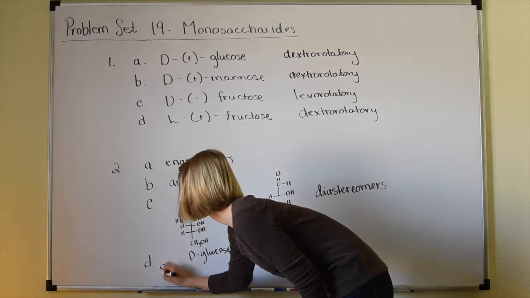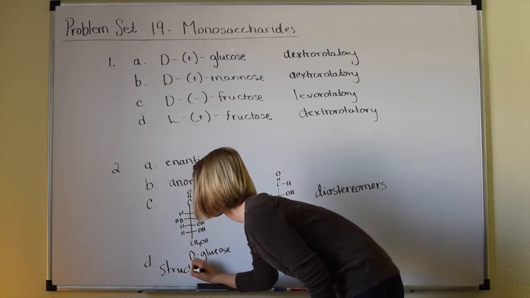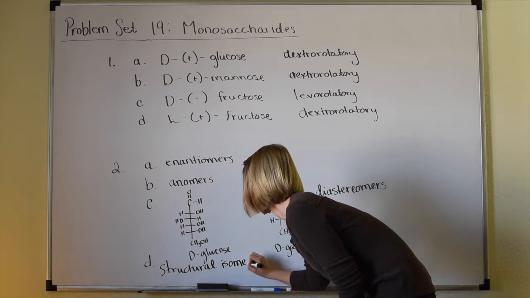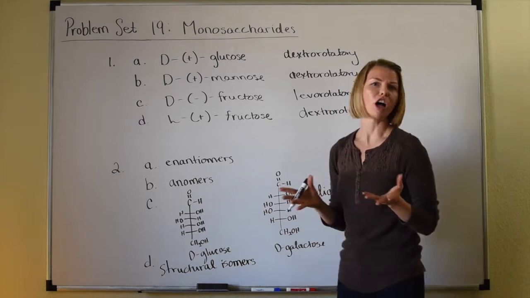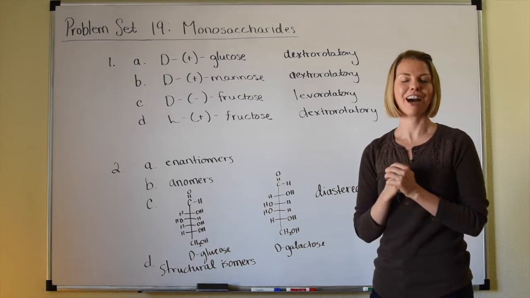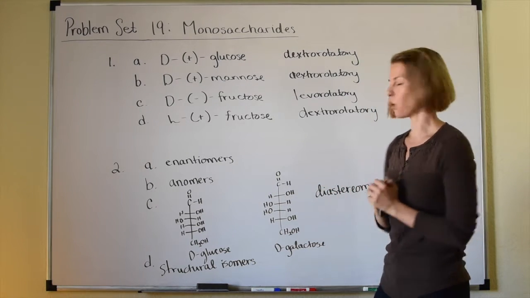So let me write for D, structural isomers. Sometimes also called constitutional isomers. All right, so we are clearly out of room here. Let's erase before we go on to number 3.